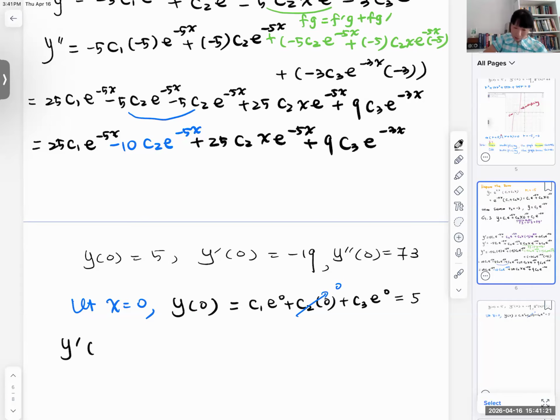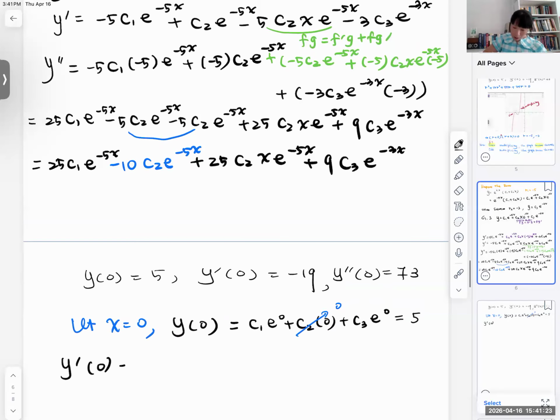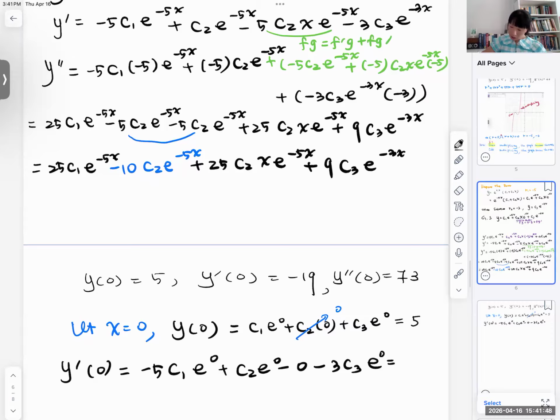Okay, so y prime of 0 equals -5 c sub 1 e to the 0, right? Plus c sub 2 e to the 0 power. And the next one is 0 minus 3 c sub 3 e to the -3 times 0. Yeah, sorry. Equal to, what do you get? Well, we have y prime is -19.